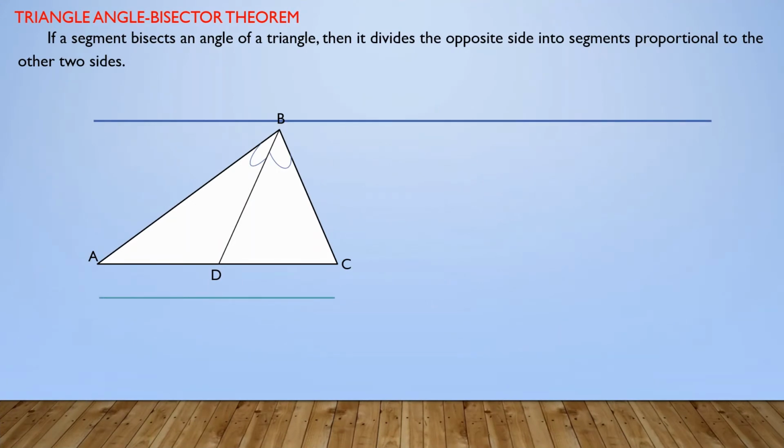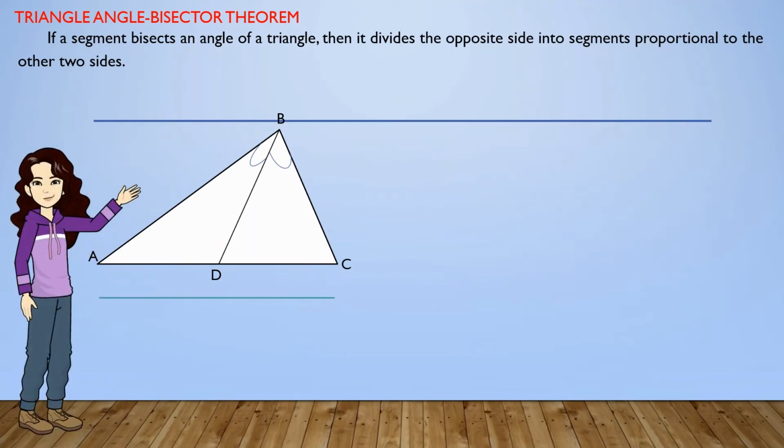Okay, so I will give you an example. We have the same figure, triangle ABC, with the angle bisector BD. The measure of segment AB is 18, segment AC is 40, and segment DC is 25. We need to find segment AD and segment BC.